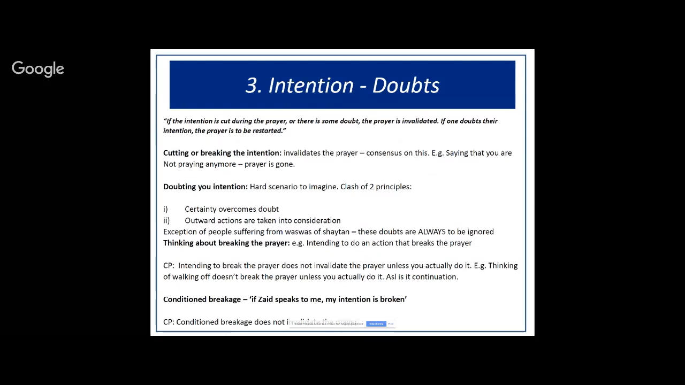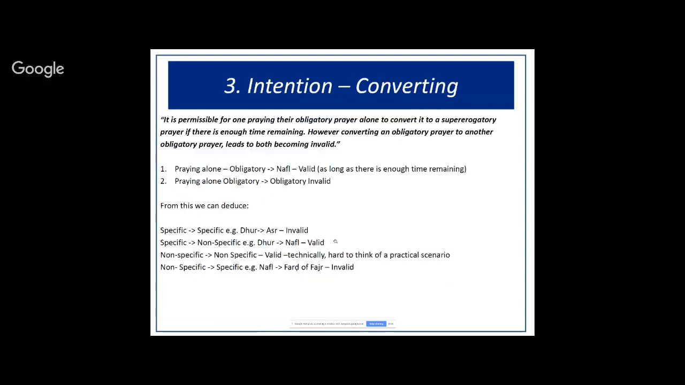But just thinking of it doesn't break your salah, because the asl is continuation of the niyyah until something breaks it. And an invalidator doesn't invalidate your salah until the invalidator is done. But the Hanbali position would say even thinking about breaking the niyyah, even having an intention to break the salah will break the prayer. What about a conditioned breakage? So for example, if you say, if Zayd speaks to me, my intention is broken, and we say conditioned breakage does not invalidate the prayer. That is the class position for that.